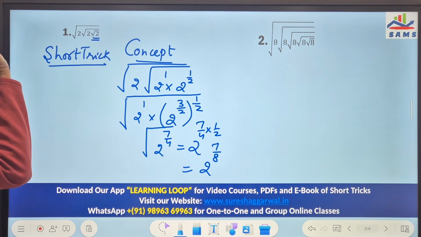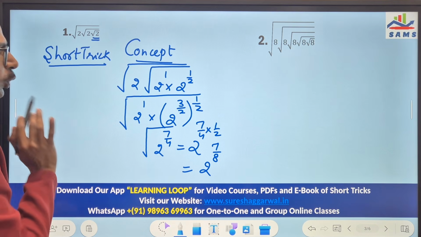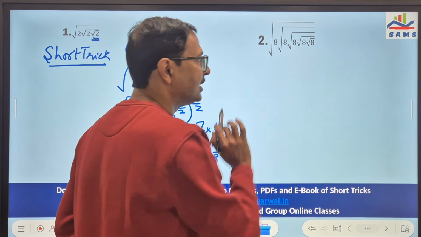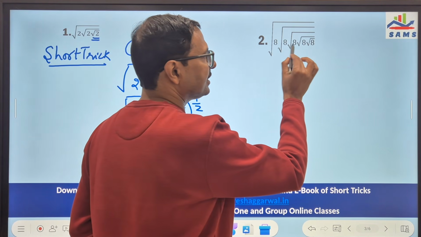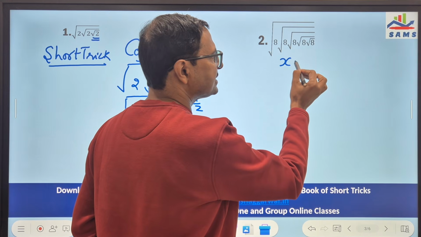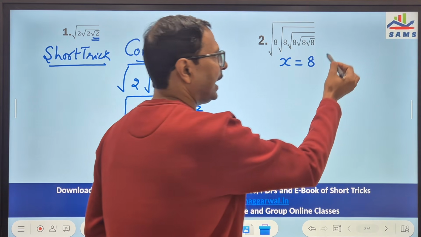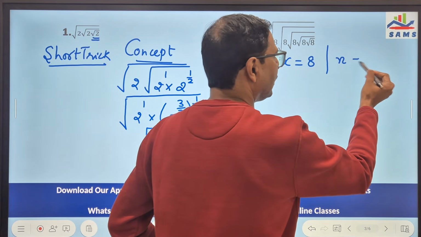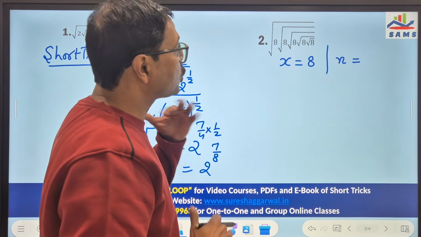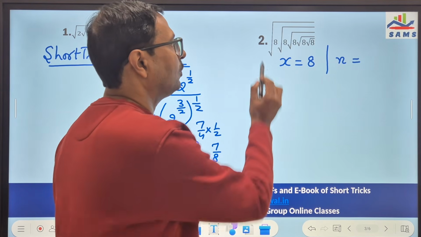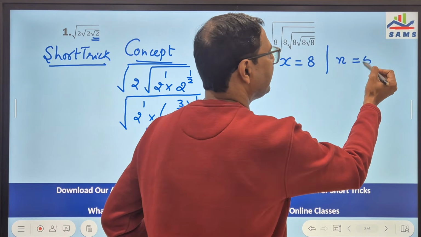Now the number inside the square root is 2. Like here the number is 8. So I will consider this number as x. And there is something called n. What is n? n is the number of square roots contained in the question. How many? 1, 2, 3, 4, 5. So n is 5 here.